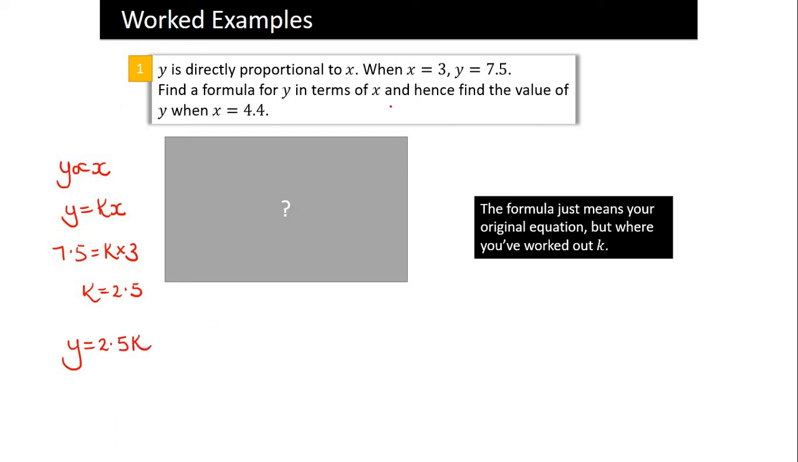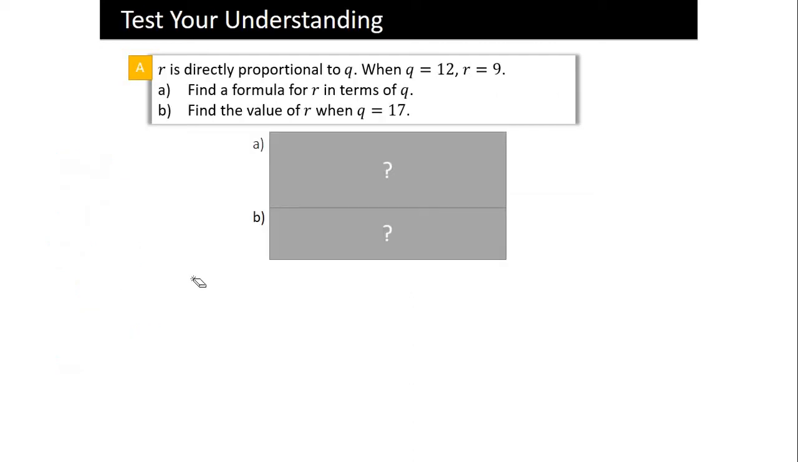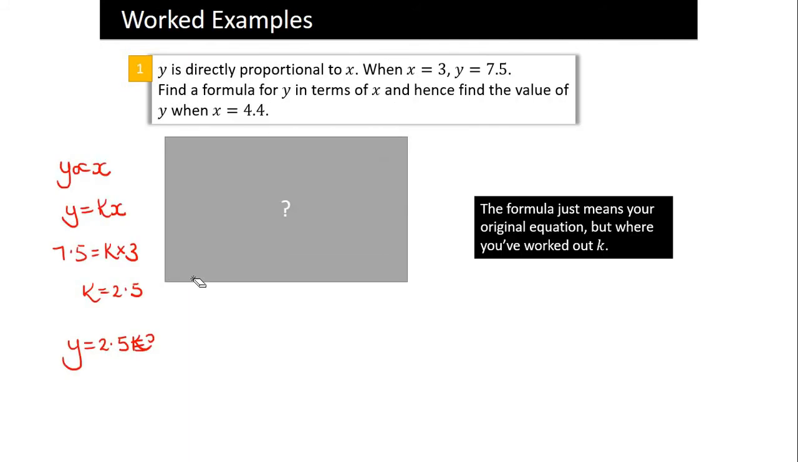So find a formula for y in terms of x. Sorry, it was the K that's 2.5, so it should be y equals 2.5x. So that's my formula, and hence find the value of y when x equals 4.4. So now I would just substitute 4.4 into here to work out what y is.